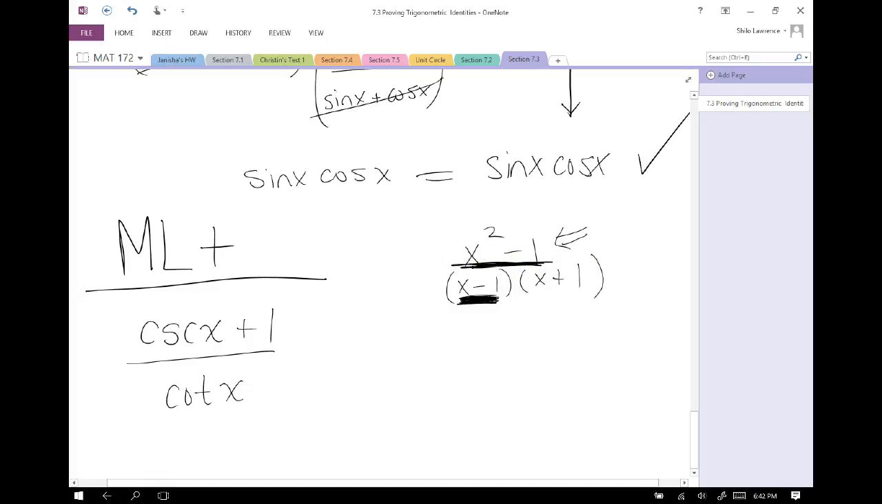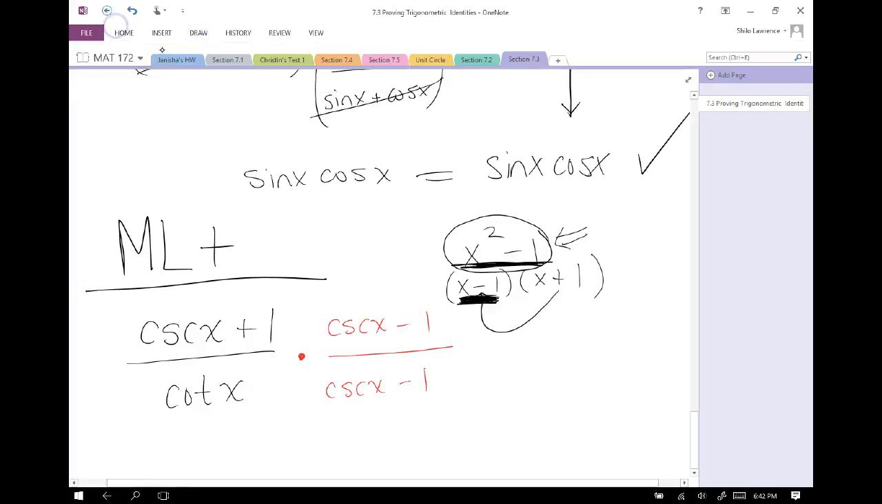This is called a Pythagorean conjugate because we're trying to make a Pythagorean identity by multiplying by the same expression but the opposite sign. And that's what a conjugate is, same expression but opposite sign. So we're going to multiply top and bottom by the same thing. That's why it's a fraction that's equivalent to 1. We're going to multiply by cosecant x minus 1 in the top and the bottom.